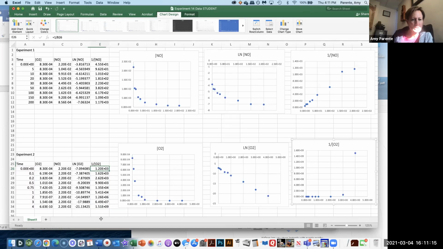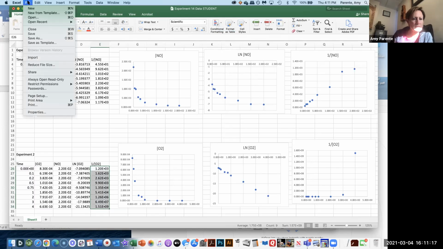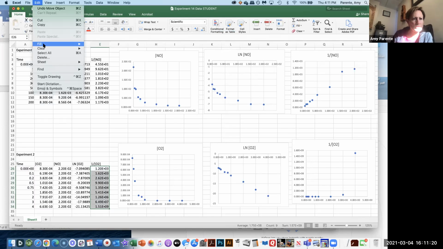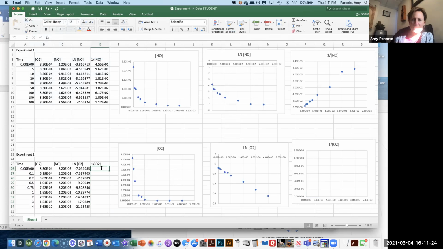Yep. So let me clear this so that I can show you. I'm going to put an equal sign, and then, like the column heading says, I want to take 1 divided by whatever my O2 concentration is. So I'm going to say 1 divided by, and then I'm going to come over here to where my O2 concentration is, select that cell, and press return. And then I'm going to drag this down.